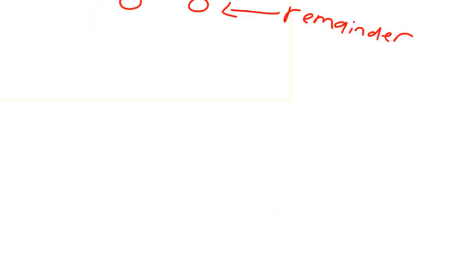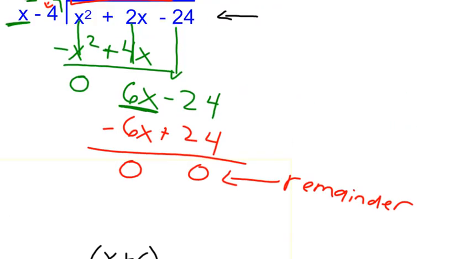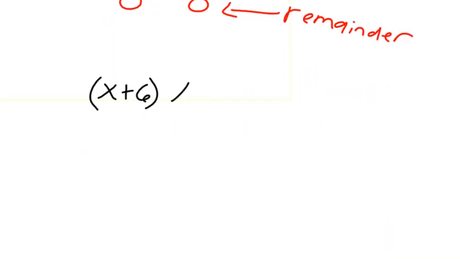Our quotient, which is x plus 6, multiplied by our divisor, which is x minus 4, gives us our dividend. Let's see if we multiply these, if it does indeed give us our dividend. We multiply using the foiling method.